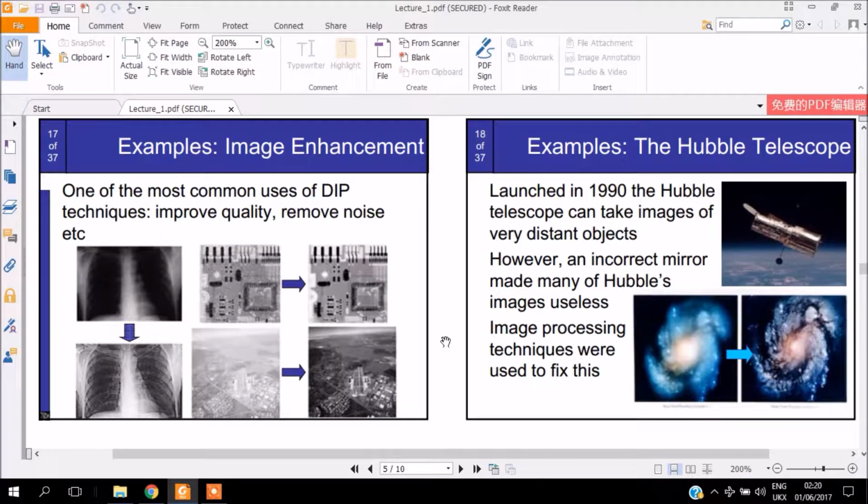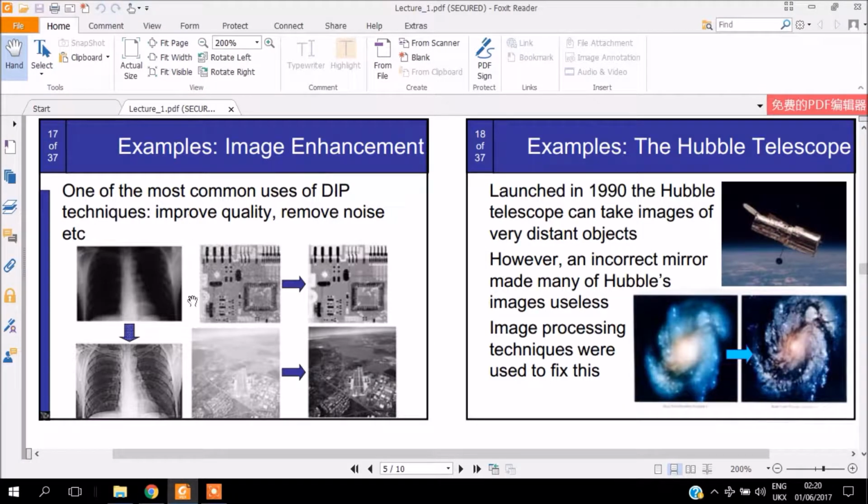Before learning any subject, it's imperative to know why this subject is required. We will be discussing why digital image processing is needed by exploring a few examples of digital image processing. Example number 1, image enhancement. It is used to improve quality or remove noises.